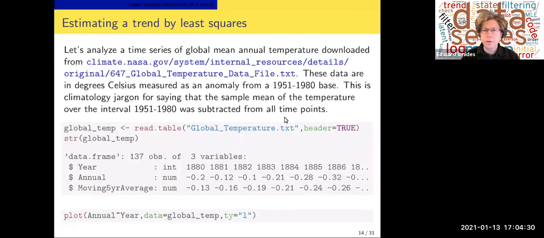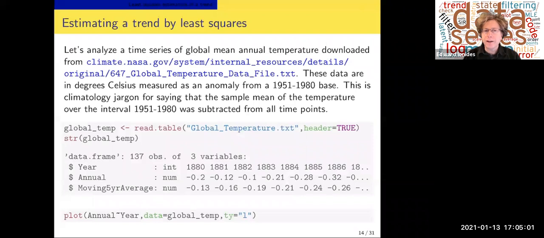This is part 2 of chapter 2, and we're going to pick up on slide 14. In segment 1, we introduced various definitions, and we're going to start seeing how those play out in data analysis. A fundamental task is estimating a trend by least squares. We're going to analyze a time series of global mean annual temperature downloaded from climate.nasa.gov.